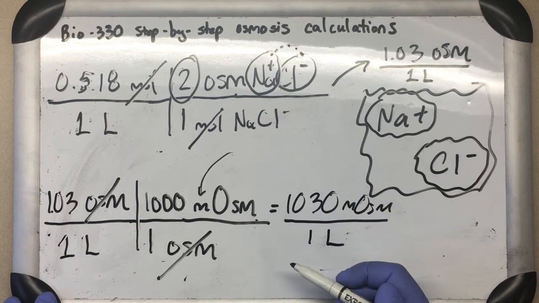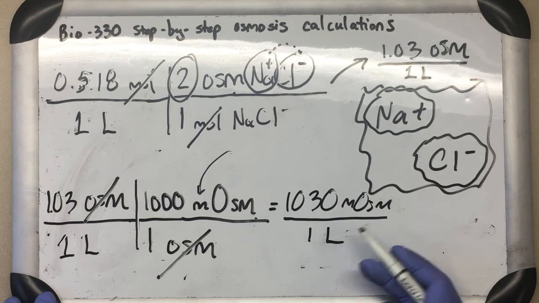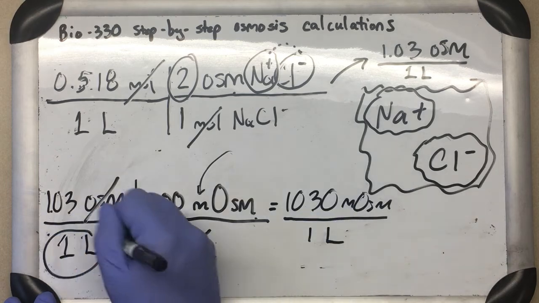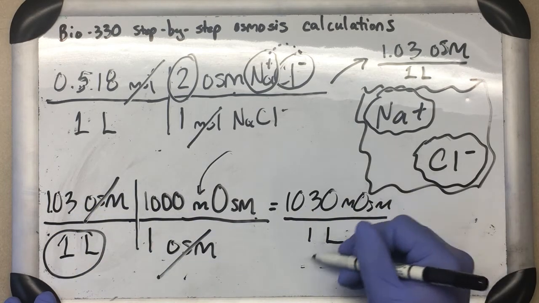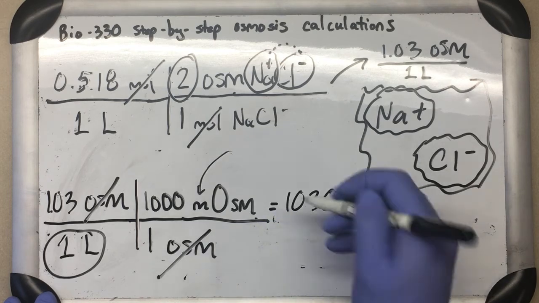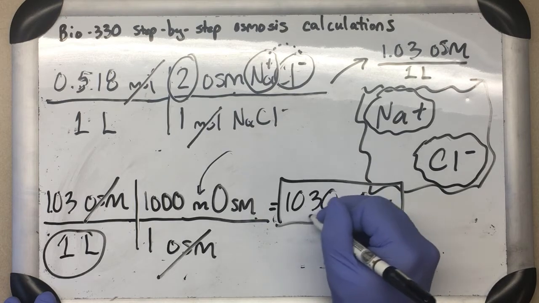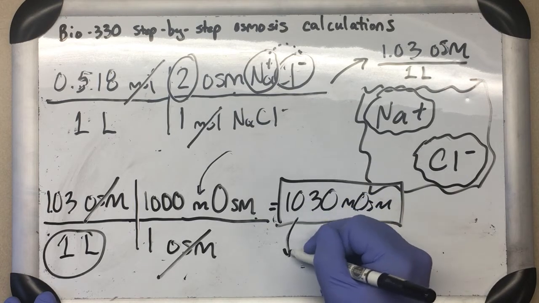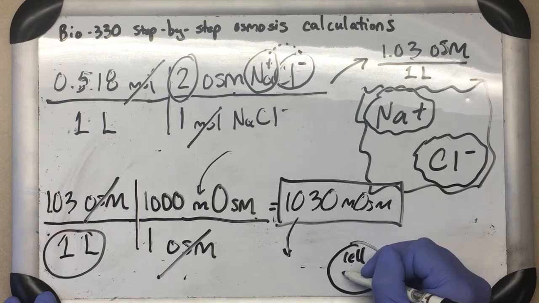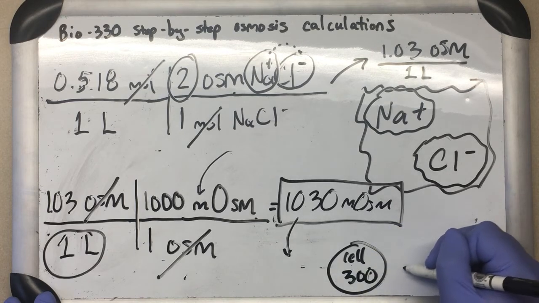So in this case, you don't usually need to look at the liter here because it's already implied back here, because we never changed it. You can mess with it in more advanced chemistry, but for our purposes, now we can just look at this number right here. So this is the concentration of the solution. And here's our cell, which is actually at 300 milliosmoles.